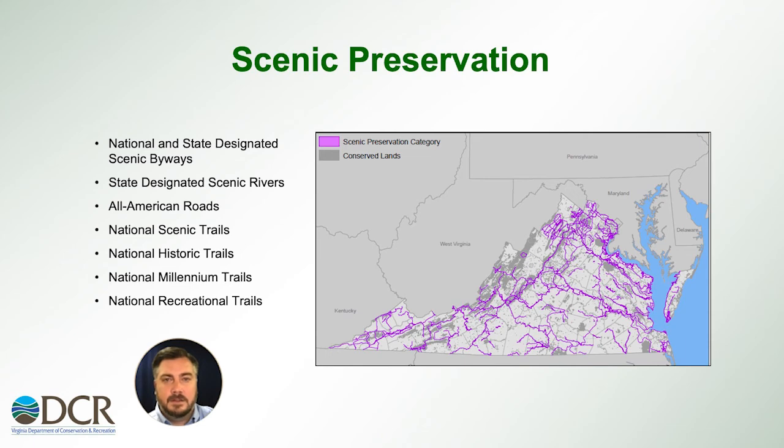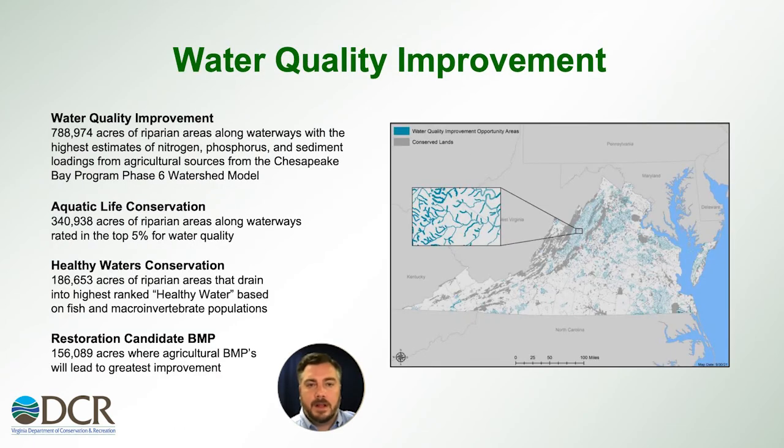The Water Quality Improvement category includes buffer lands where land conservation will be most effective to maintain and improve water quality via easement restrictions that ensure natural vegetation is maintained. The Water Quality Improvement Opportunity Areas identifies approximately 789,000 acres of the highest priority lands for conservation in the interest of water quality improvement in general.